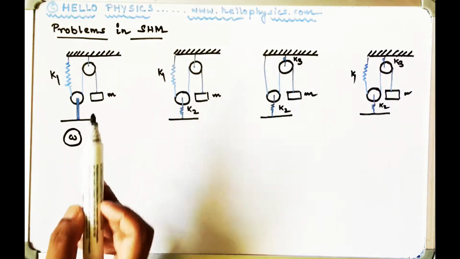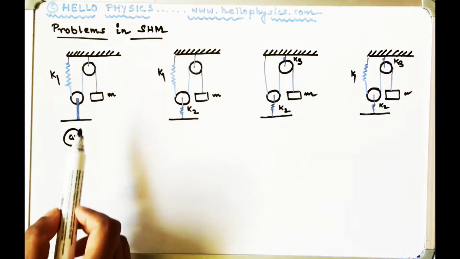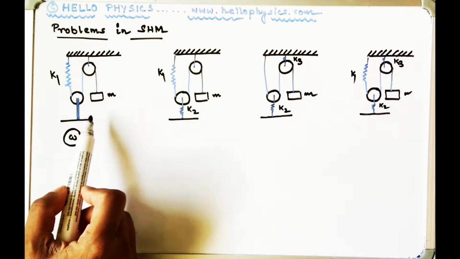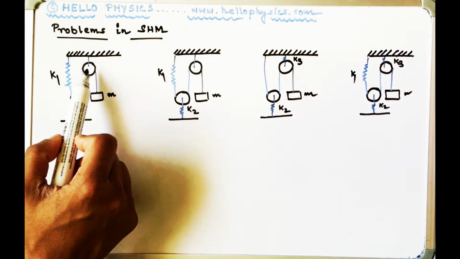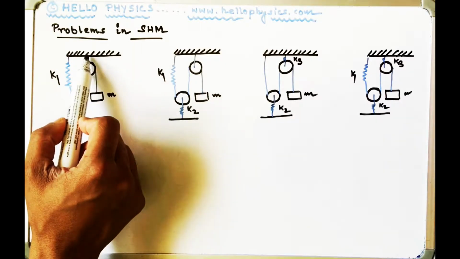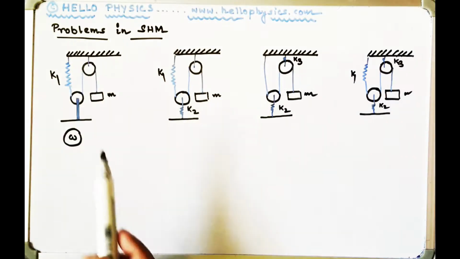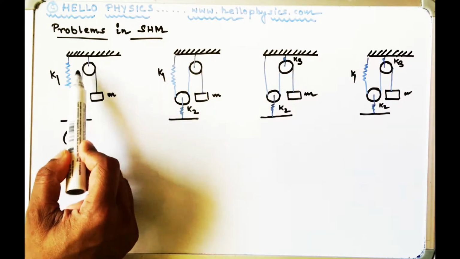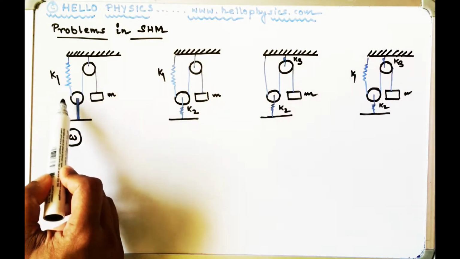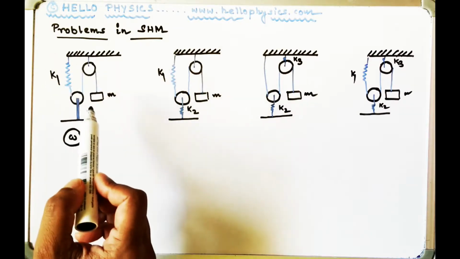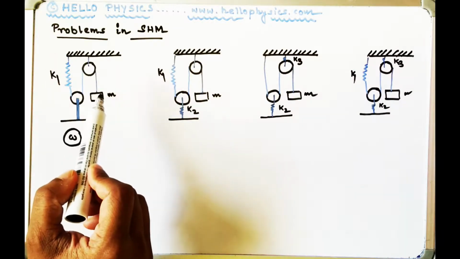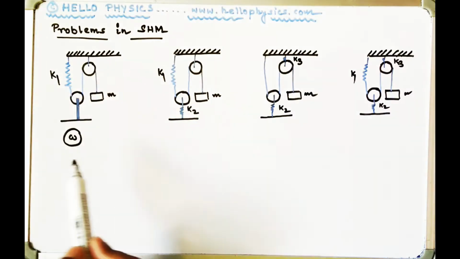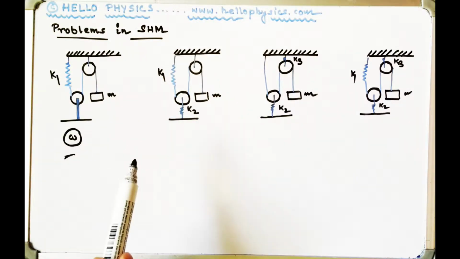I hope the diagram is clear. Both the pulleys are fixed. This pulley is fixed to the bottom or ground. This pulley is fixed to the ceiling. The object can slide over the pulley. There is a rope which moves over both the pulleys. The pulleys are frictionless. The object has a mass of m. On the other end, there is a spring of spring constant K1. Find out what omega would be.